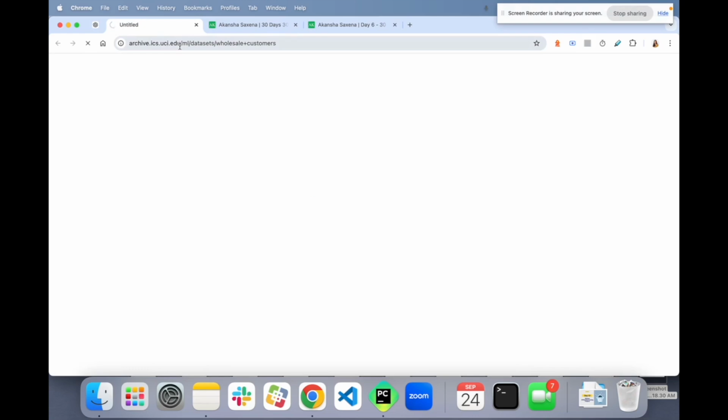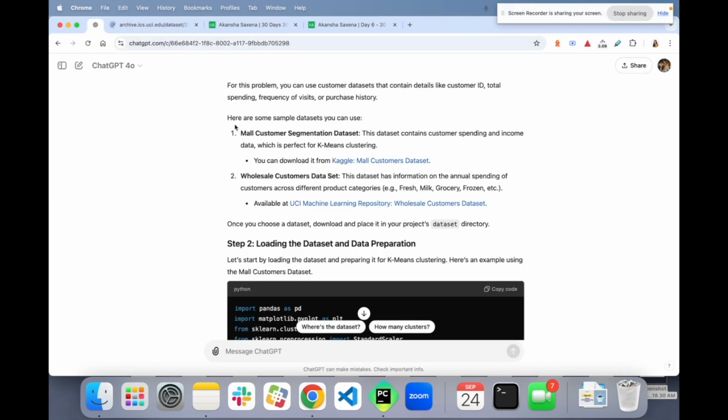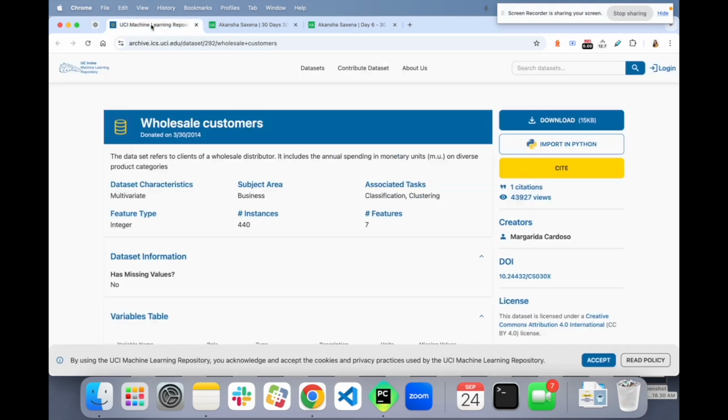I have actually never used this, so let me go and try it from here. We have been getting our data sets for most of our problems from Kaggle. We can get it from there also, but I really want to get the data set from here. It was donated on 30th of March 2014. Let's download it.